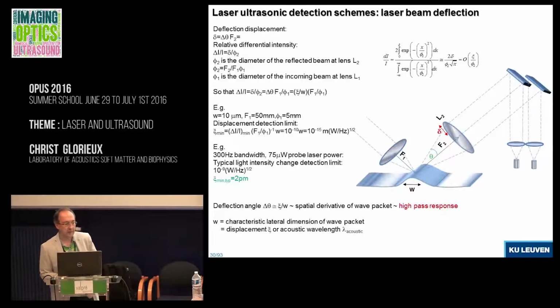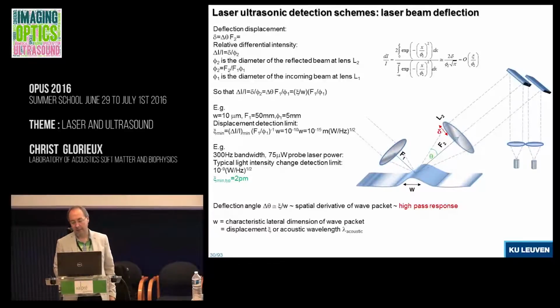A technique that you can use to measure surface displacements, for example these Rayleigh waves, is laser beam deflection. I put it first because it's very simple to set up, very sensitive, and very useful. First let me show how it works. You have a wave passing by, and you focus a probe beam on the sample. The spot size should be smaller than the wave, otherwise you don't measure a particular point of the wave, you measure it completely.